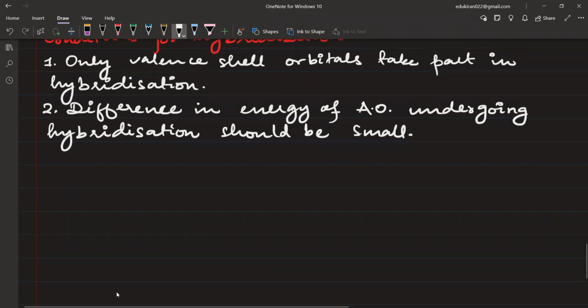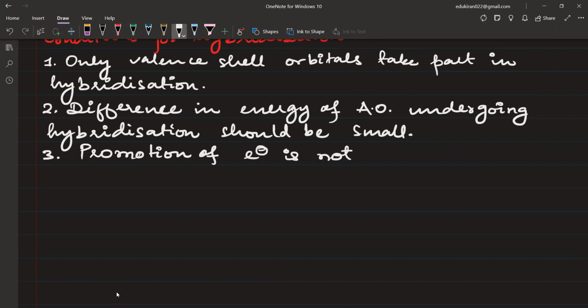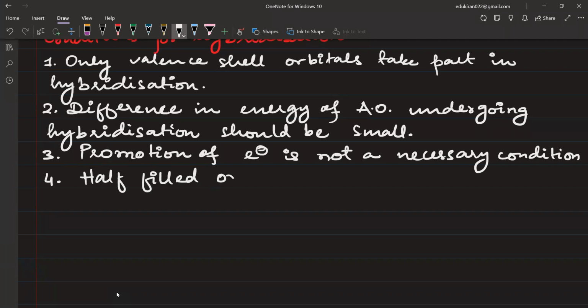Right, the third point, promotion of electron is not a necessary condition. Fourth point, half-filled orbitals is not a necessary condition.